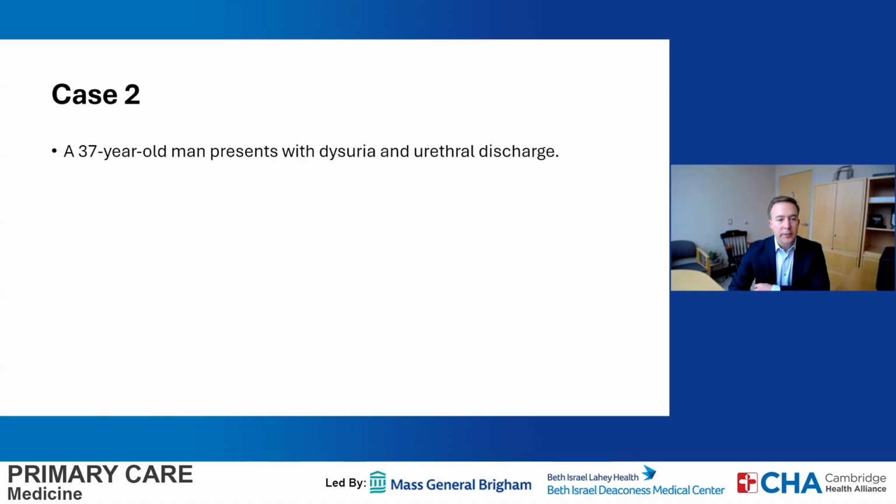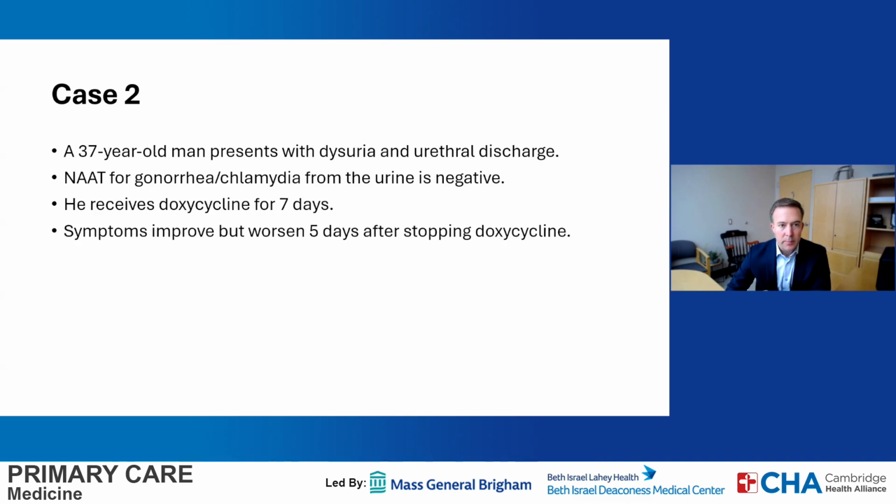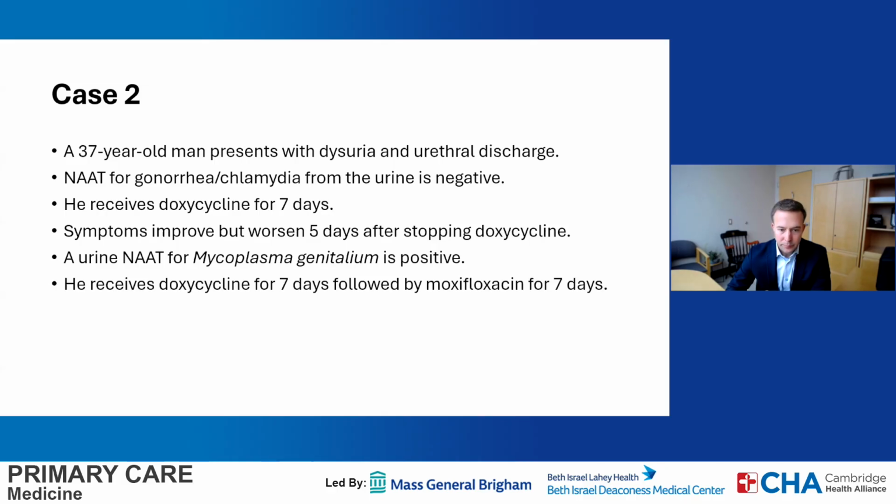So our next patient is a 37-year-old man who presents with dysuria and urethral discharge. He has a NAT for gonorrhea and chlamydia from the urine that is negative, and then he received doxycycline for 7 days for non-gonococcal urethritis, not otherwise specified. His symptoms improve on that treatment, but they worsen 5 days after stopping the antibiotic. And then he has a urine NAT for Mycoplasma genitalium, which is positive.